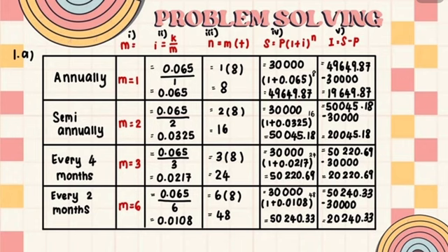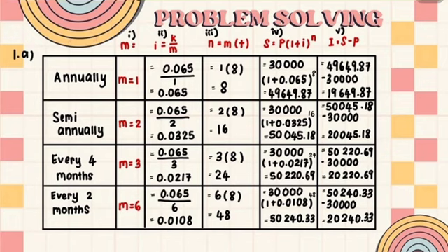Problem solving for question 1.1a. M is the frequency of compounding, which is M equal to 1. I equal to K per M, 0.065 per 1, so the answer is 0.065. Next, N equal to M multiplied by T, so 1 multiplied by 8, and the answer is 8. For the fourth one, S equal to P, 1 plus I, power of N. P is 30,000, I is 0.065, and N is 8. So 30,000, 1 plus 0.065 power of 8. So the answer is RM 49,649.87.